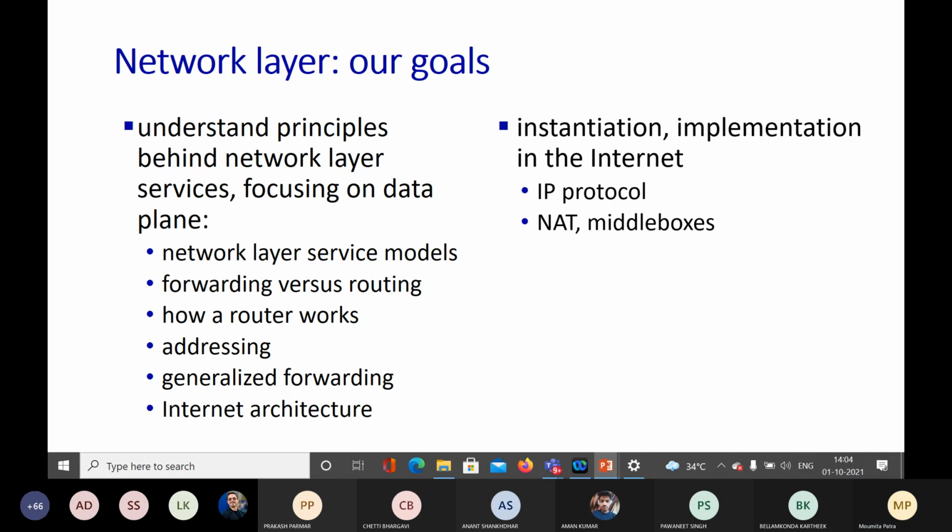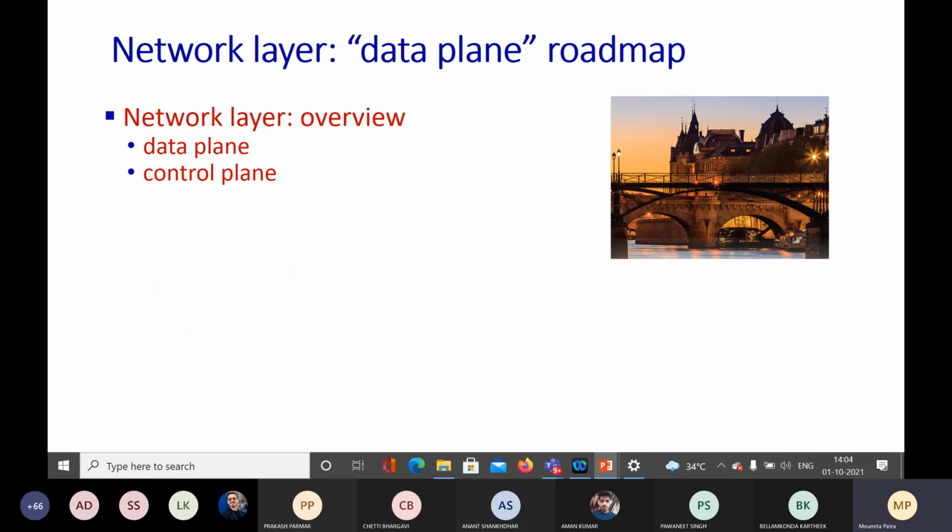Okay. So some implementation of protocols like the IP protocol and NAT. We will see if we are going to get into middle boxes or not. That I will see later on. But definitely the IP protocol and NAT are going to be taught in this course. All right. So in this chapter, we are going to look at the data plane part of the network layer. Before that, we will get into what is data plane and then what is control plane.